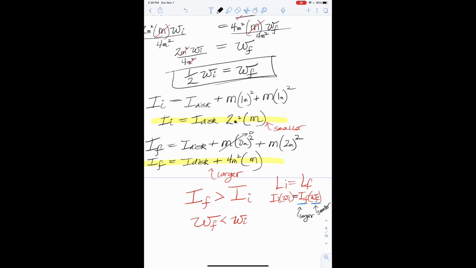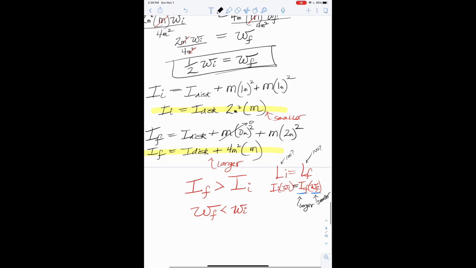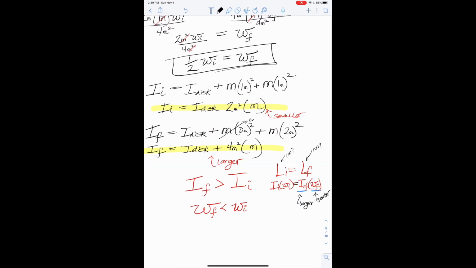Because maybe Li is 100. I'm just making up a number, and Lf then also has to equal 100. And so in order for this equality to hold up, this has to be true, right? If I final is greater, then omega F has to get smaller.